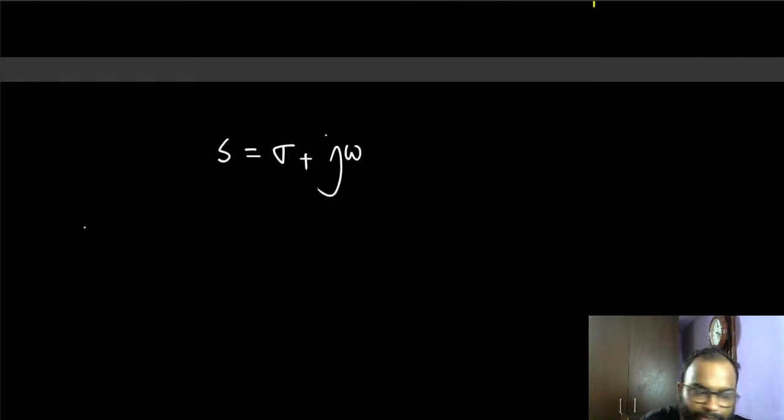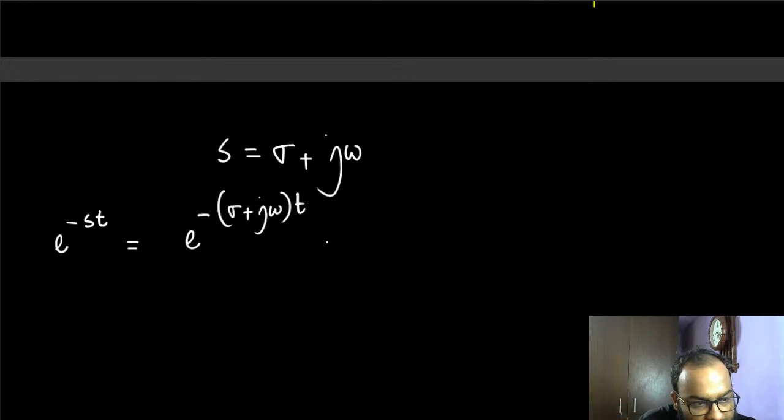That's the question. If that is the question, then we have to look at this e to the power minus st, which gets multiplied with the signal, because that is the frequency representation of that signal. Now, if I represent this, I have e to the power minus (sigma plus j omega) t, and that is obviously e to the power minus sigma t times e to the power minus j omega t. Again, if you have any query, please ask at this point. Remember, this sigma is a real number.